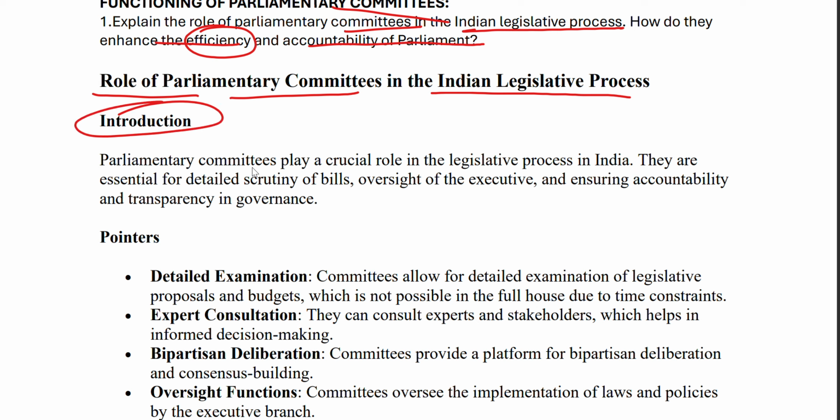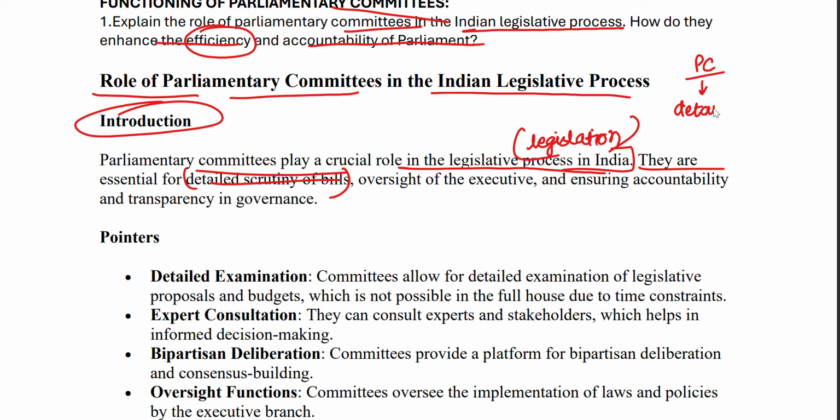Introduction: parliamentary committees play a crucial role in the legislative processes in India. They are helpful in legislation. They are essential for detailed scrutiny of the bill. With the help of the parliamentary committee, we are able to do the detailed scrutiny of the bills and oversight of the executive, ensuring accountability and transparency in governance.